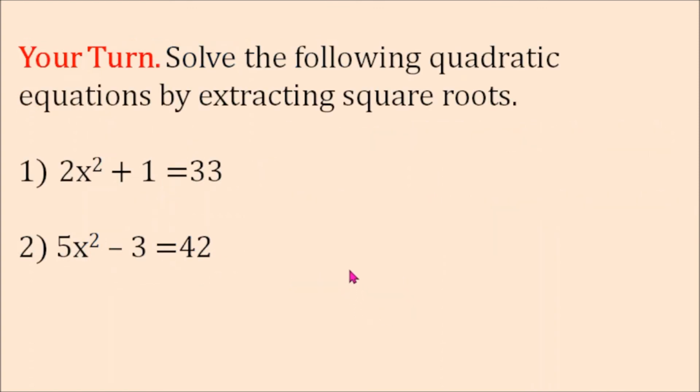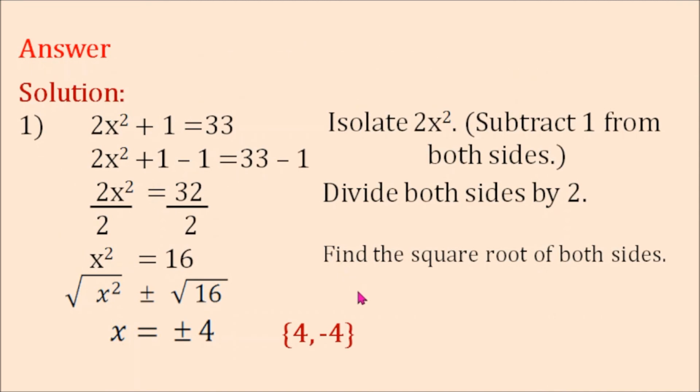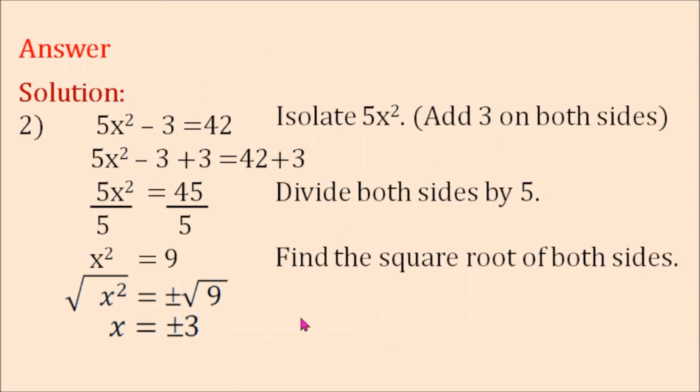Now your turn. Solve the following quadratic equations by extracting square roots. You can pause the video and take your time solving these two equations. If you are done, I can now show you the answer. For item number 1, the solutions are 4 and negative 4. We have here the details of our solution. Then for item number 2, the solutions are positive 3 and negative 3.